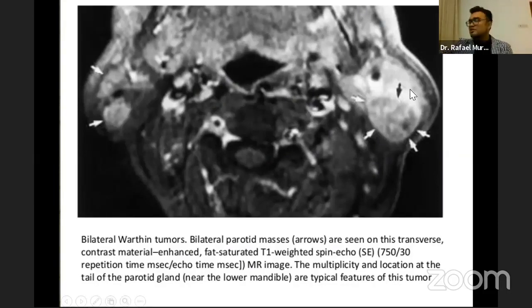So this is a case of Warthin's tumor. Warthin's tumor actually presents as a well circumscribed, partly cystic and partly solid tumor, often located in the tail of the parotid gland. Enhancement after contrast medium administration is often relatively very poor, not like the pleomorphic adenoma. And in the differential diagnosis of multiple lesions, metastasis, lymphoma, or inflammatory disease must be considered.